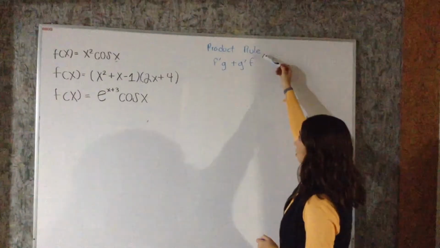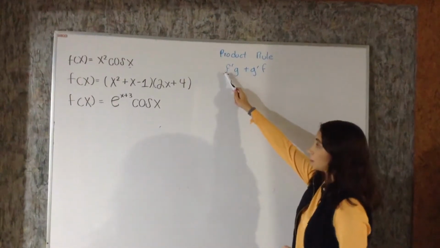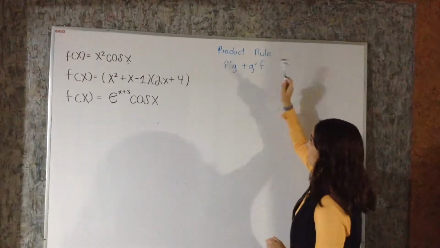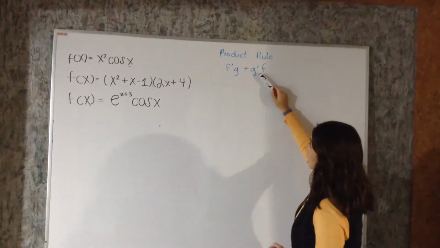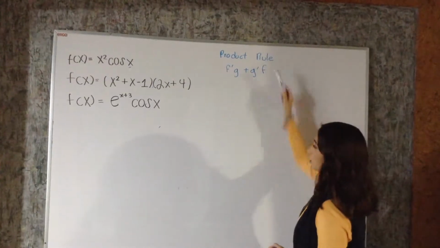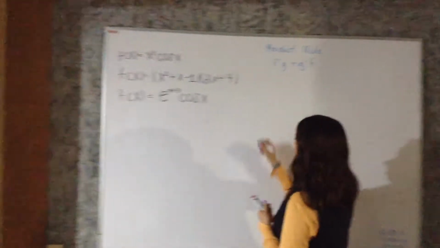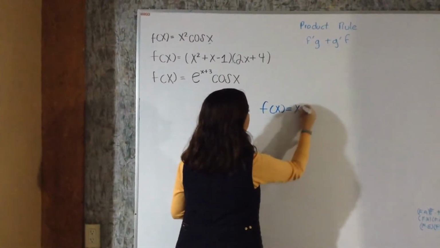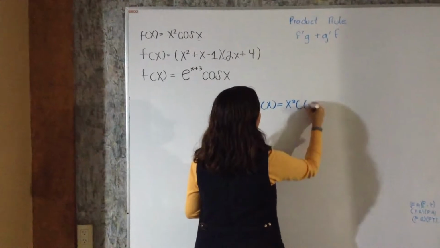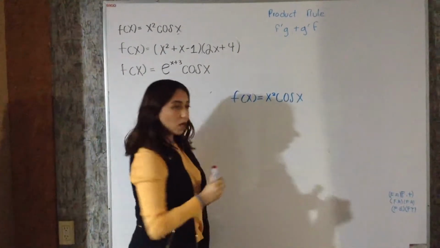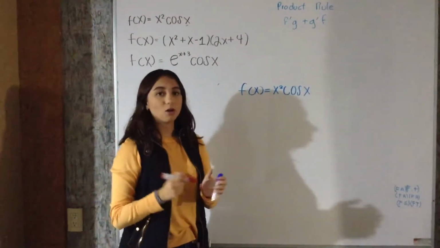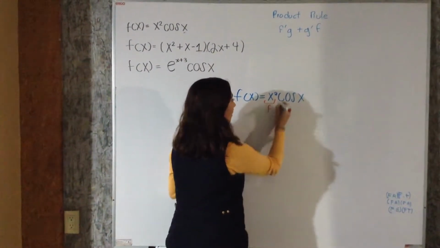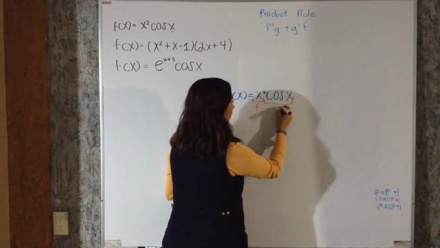The rule of the product is the derivative of the function f multiplied by the function g plus the derivative of the function g multiplied by the function f. We are going to do first f of x is x squared multiplied by cosine of x. We are going to identify first our f and our g. Our f is going to be x squared and our g is going to be cosine of x.